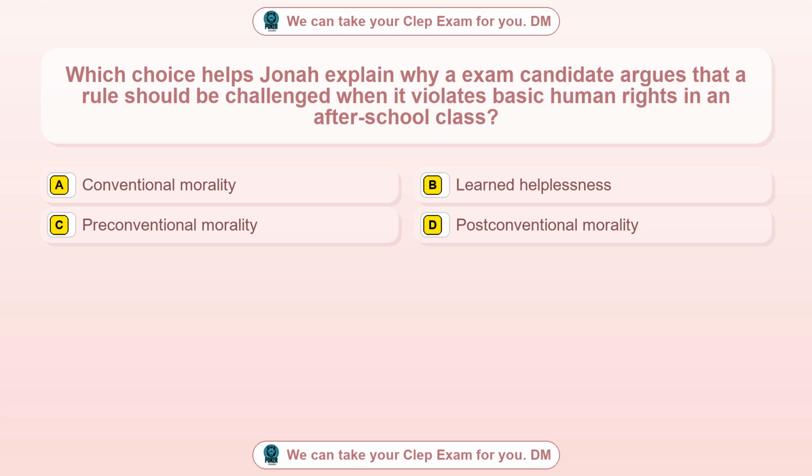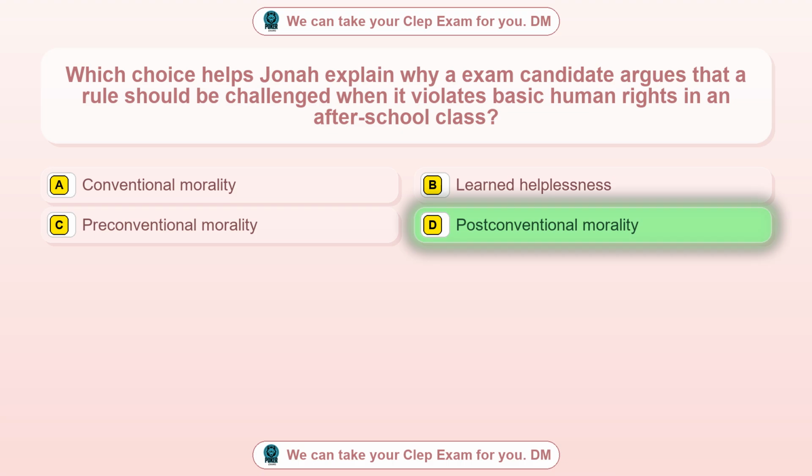Question 23. Which choice helps Jonah explain why an exam candidate argues that a rule should be challenged when it violates basic human rights in an after-school class? Option A, conventional morality. Option B, learned helplessness. Option C, pre-conventional morality. Option D, post-conventional morality. The correct answer is option D.